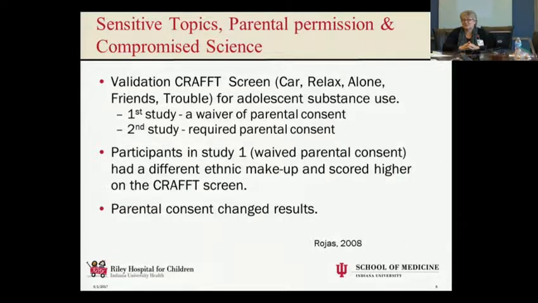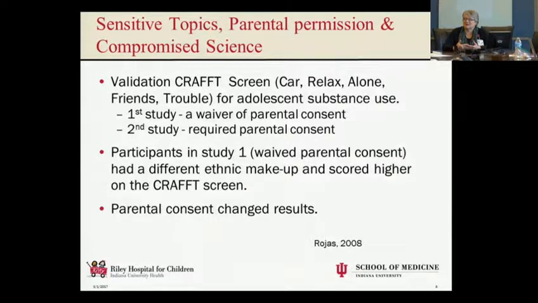In the first study, they got a waiver of parental permission, and they adapted their scale, and then they redid it. However, the institution, the medical school where they worked, had a change in policy and changed their parental consent policy. Whereas they gave a waiver for the first round, they didn't give a waiver for the second round.